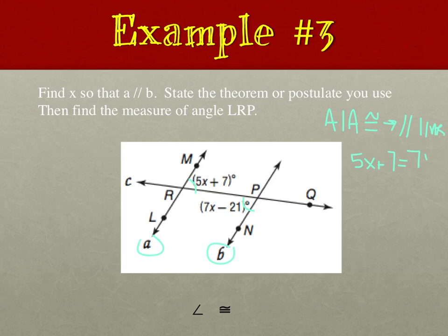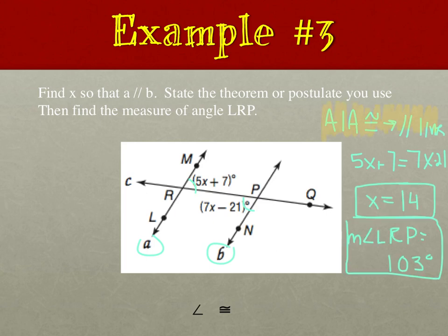7x minus 21. All right, pause the video, go ahead and find x, and then find the angle that we are asking you to find, LRP. All right, so you should have gotten that x is 14 and the measure of angle LRP is 103.